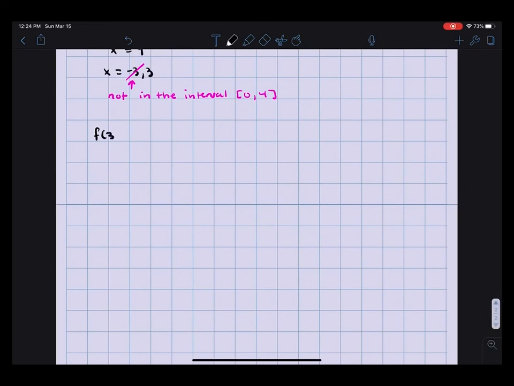So now we plug in the values of the critical points between 0 and 4, and we plug in 0 and 4 because they are the endpoints. Now we see that the absolute maximum value is 64, and it happens at x equals 3, and the minimum value is 10, which happens at x equals 0.